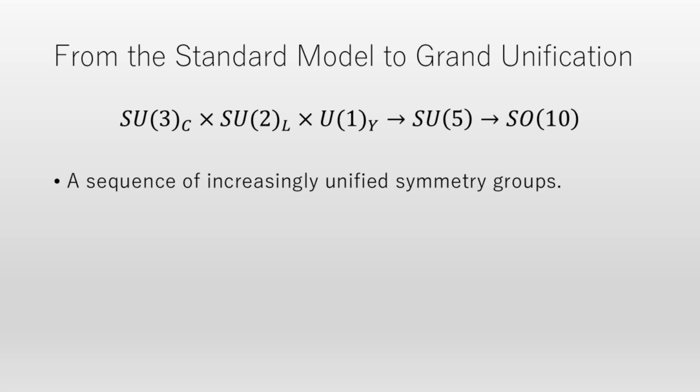The Standard Model describes all known elementary particles and interactions except gravity. Its symmetry structure is based on the gauge group SU(3)_C × SU(2)_L × U(1)_Y. We will follow a sequence of increasingly unified symmetry groups.